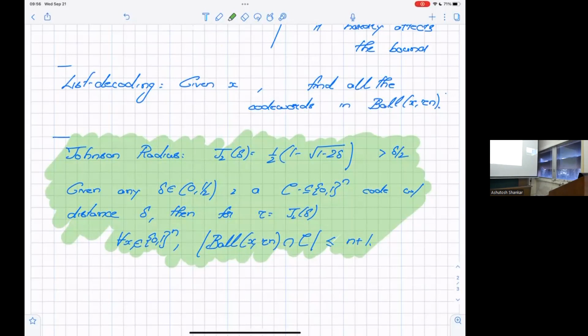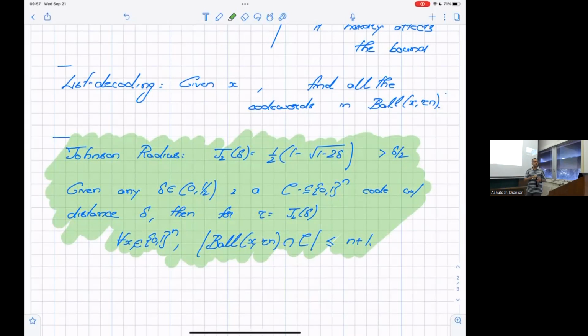Now, of course, you could ask why is the Johnson radius this one? Can't we get an even larger radius? You can possibly improve the Elias-Bassalygo bound if you get even a larger radius. You can show, we will not do this in class, that there are codes with distance delta, so that if you go just above the Johnson radius, you see exponentially many code words. So as just a function of delta, if all that you know about the code was that it had distance delta, then this is the best you can say. That is, there are codes so that if you go just beyond the Johnson radius, you do see exponentially many code words.